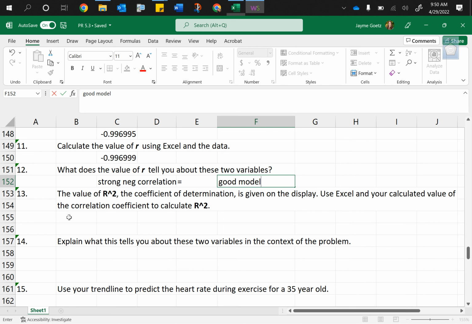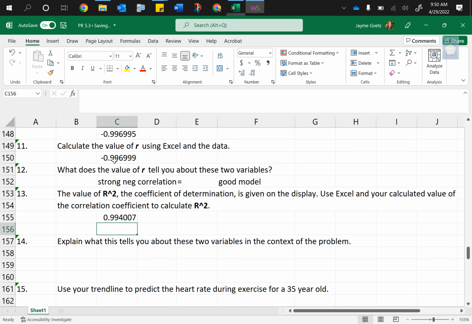Number 13, the value of r squared, the coefficient of determination, is given on the display. Use Excel and your calculated value of the correlation coefficient to calculate r squared. They're just meaning take your answer from number 11 and square it. 0.994007, is that pretty close to what the equation gave us on our graph? Yes? That's all that they want. They're just trying to show you that what you have on your graph and what you can calculate using Excel are going to be very, very close to one another.